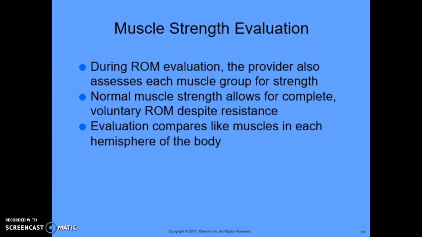Muscle strength evaluation. During a range of motion evaluation, the provider also assesses each muscle group for strength. Normal muscle strength allows for complete voluntary range of motion despite resistance. And evaluation compares the like muscles on each side of the body. Muscle strength is bilaterally equal in normal conditions.